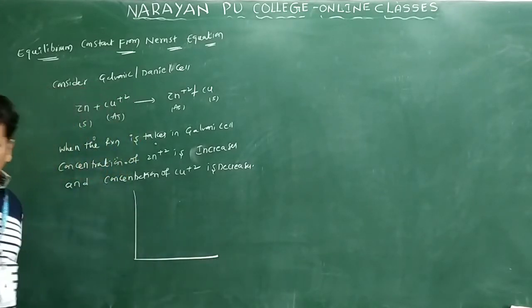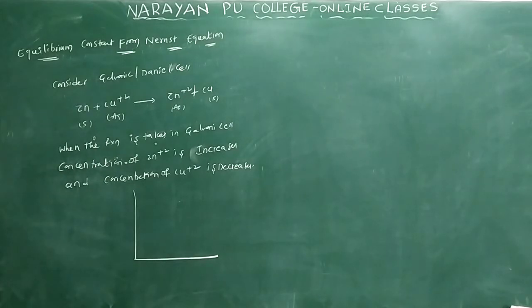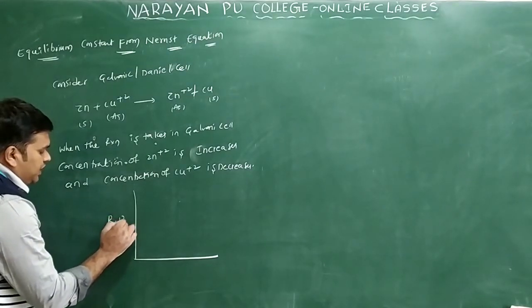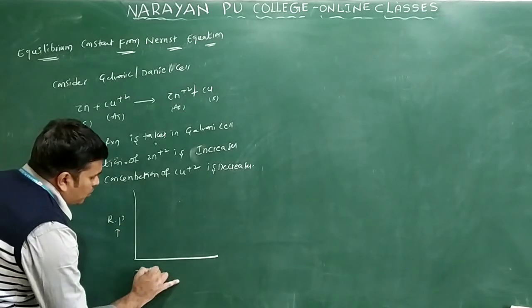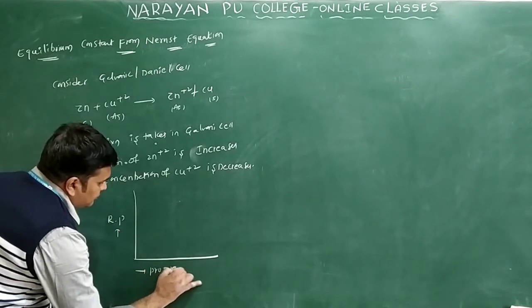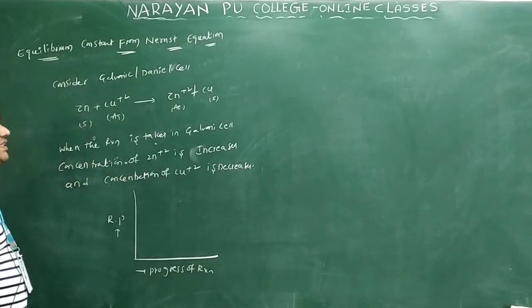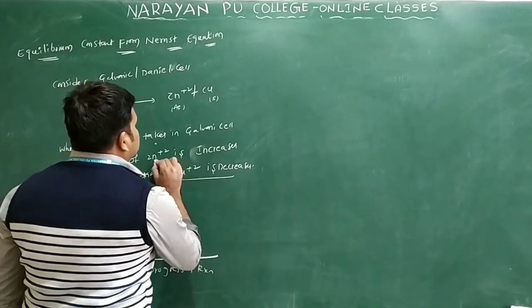So what you can write in this diagram is, here we have to take reduction potential versus progress of the reaction only. I will write here Rp. What is Rp? Reduction potential versus progress of the reaction. So which concentration increases? Zn plus 2 concentration increases. Which concentration decreases? Cu plus 2 concentration decreases.